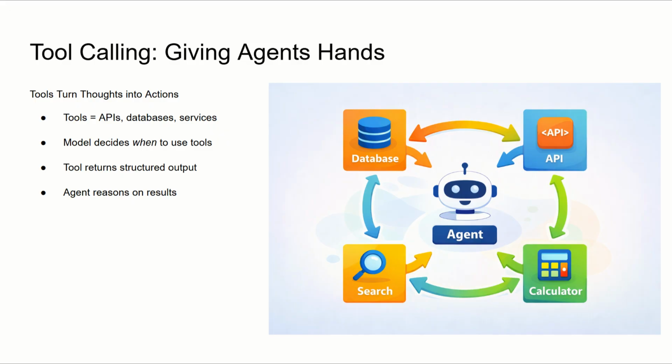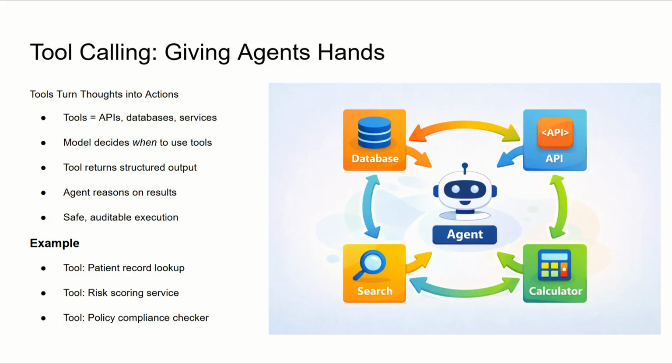This creates a clean, auditable flow. For example, the agent might call a patient record lookup tool, a risk scoring service, or a policy compliance checker. Each tool does one job well. AgentKit keeps tool usage safe, explicit, and traceable. This is how you turn thoughts into actions responsibly.